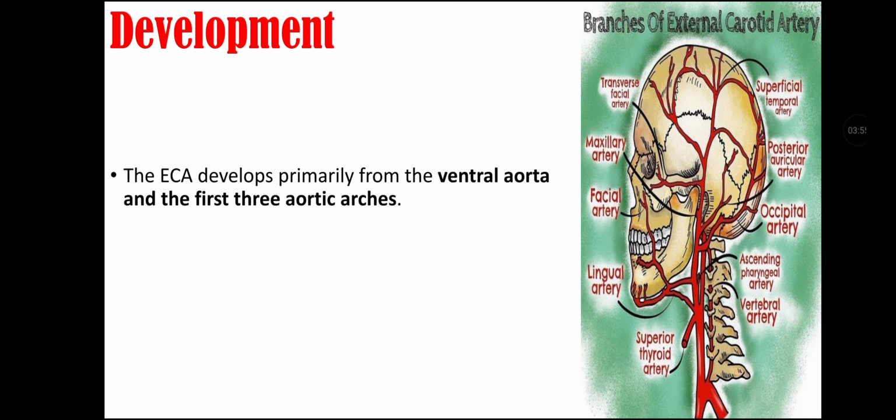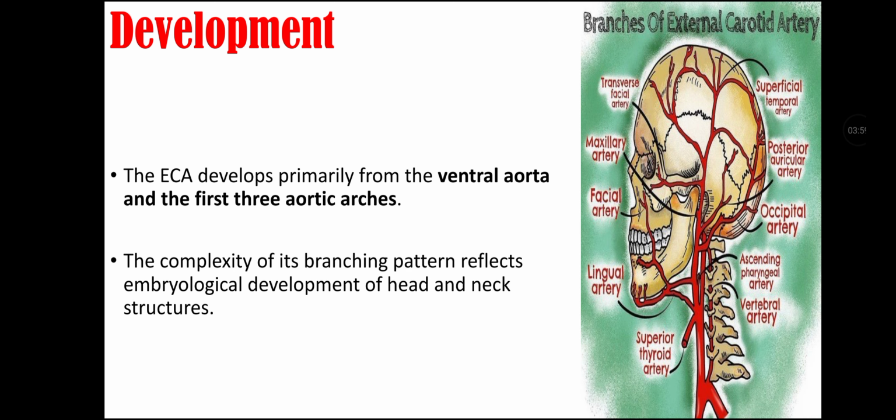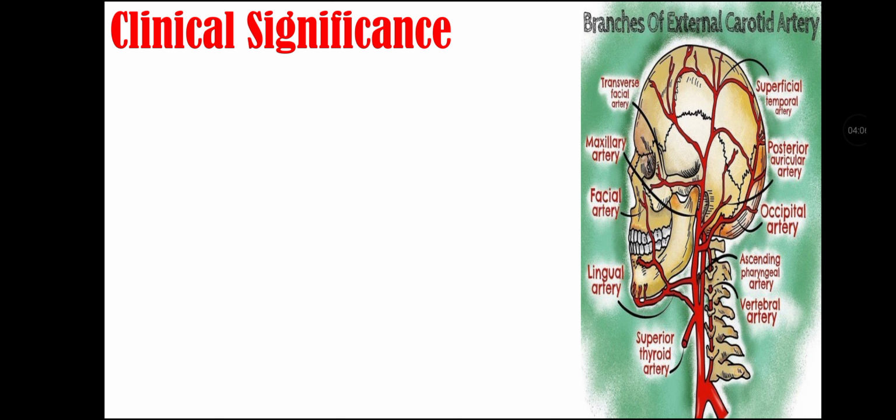Development of external carotid artery. External carotid artery develops primarily from the ventral aorta and the first 3 aortic arches. The complexity of its branching pattern reflects embryological development of head and neck structures.